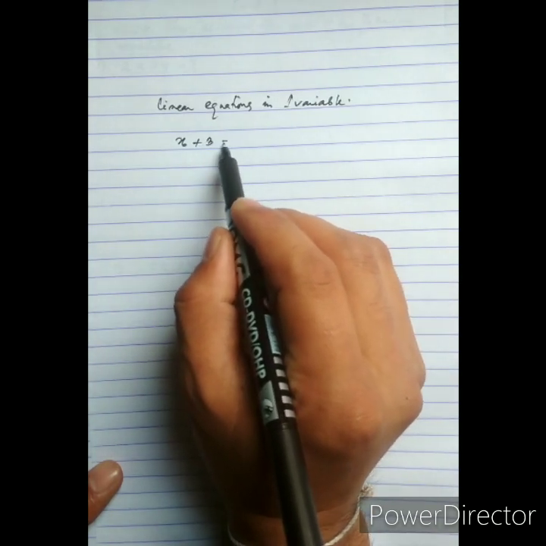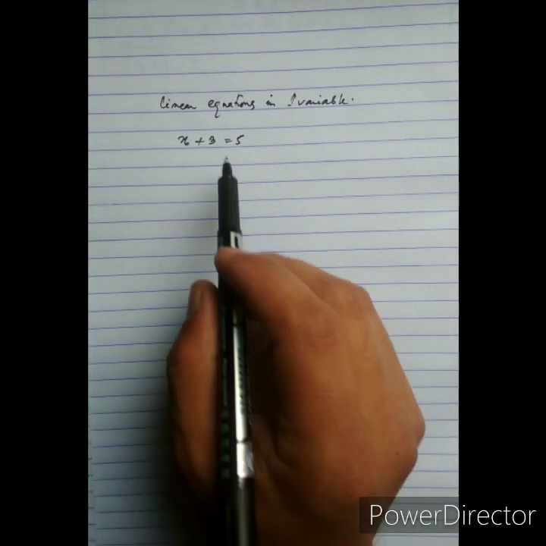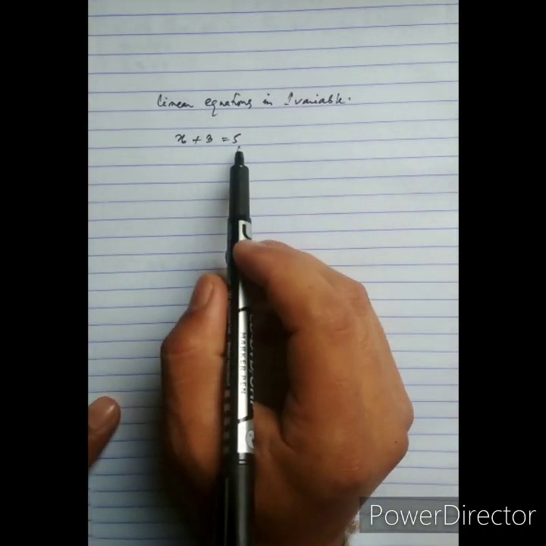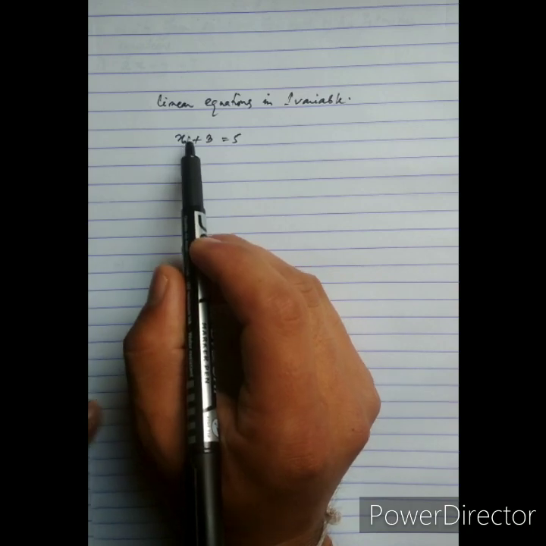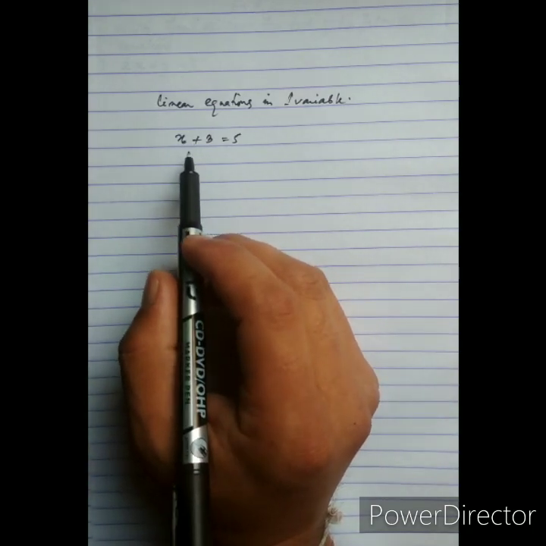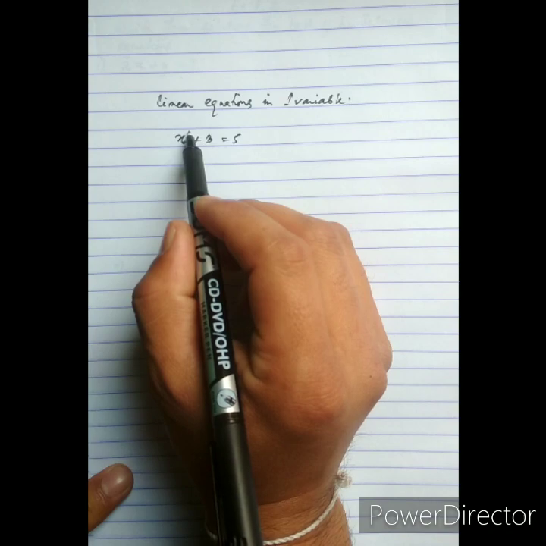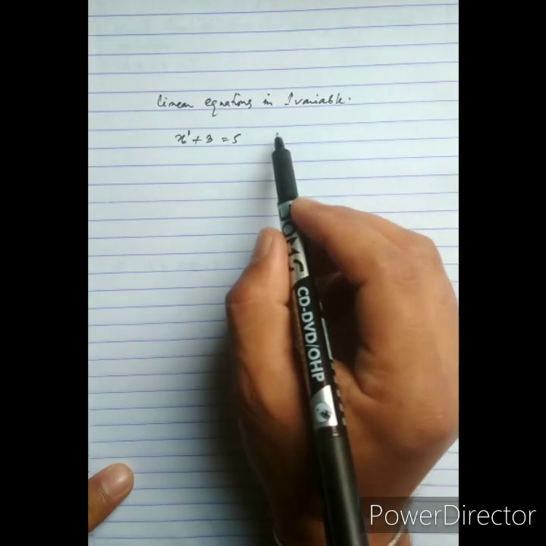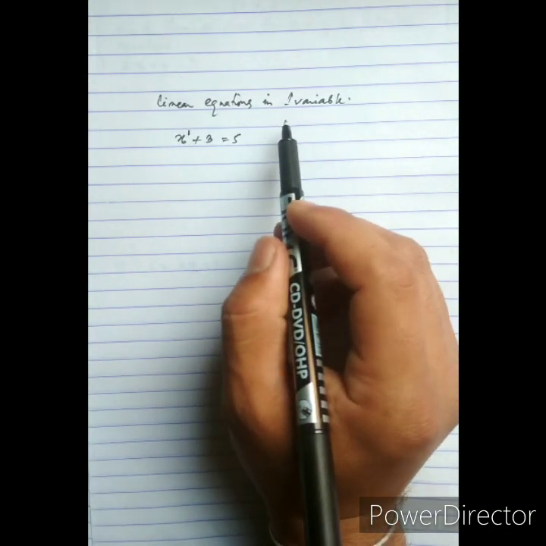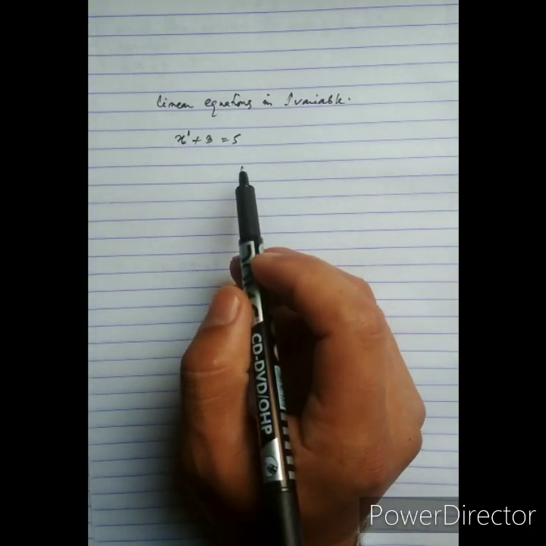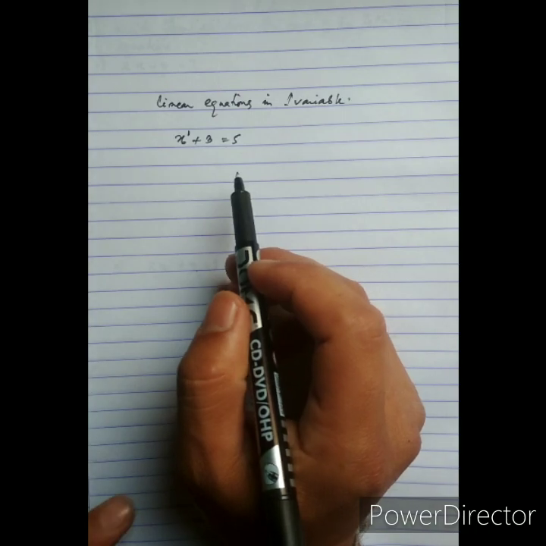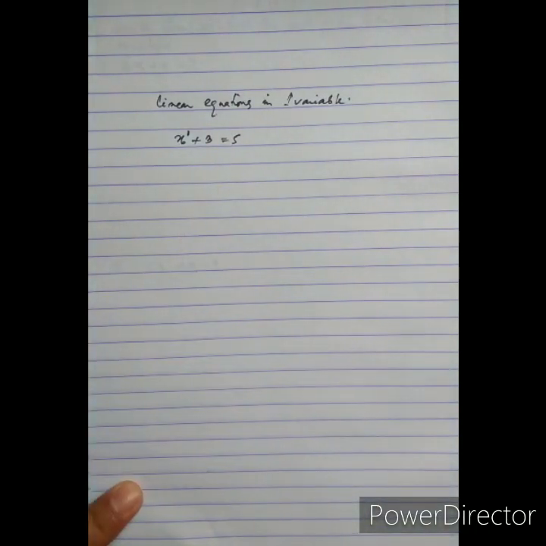x plus 3 is 5. So why do we call this a linear equation? Because when we check the power of the variable, the highest power is 1. That means the degree is 1. So that's why we call it a linear equation. And why do we call it in one variable? In one variable means in this particular equation there is only one type of variable. That means this is a linear equation in one variable.